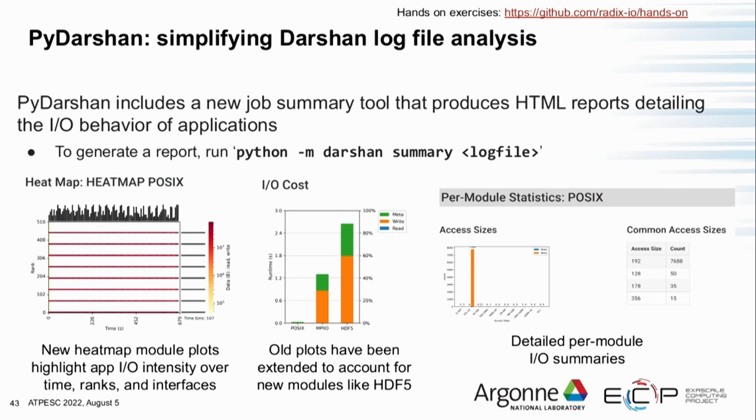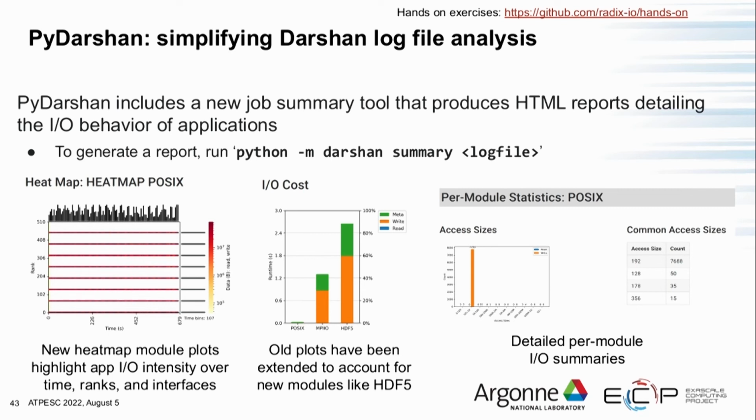This is just showing an example of how to generate a new job summary. We have a new job summary tool that produces HTML files, like I mentioned. So this is not producing PDF summaries like our Darshan job summary Perl script does, but it's instead generating HTML code that you can open in a browser and have a look through the different plots and tables and things like that. Just kind of like a sneak preview of the different things that are included in there.